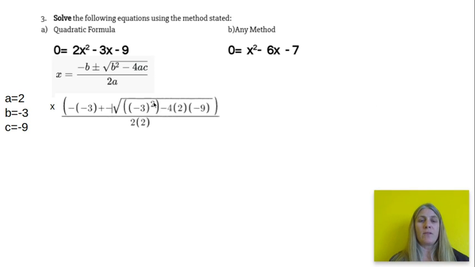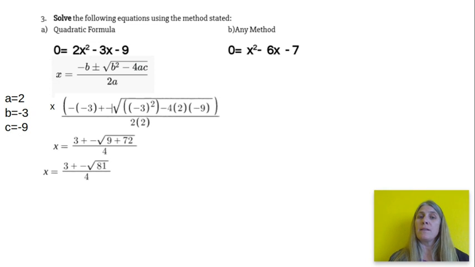Now, we know we have to solve 2 problems in the beginning here. Underneath the square root, we're going to do -3 squared, which is 9. And then our second problem is -4 times 2 times -9. So that gives us 3 plus or minus the square root of 9 plus 72. We're continuing to take a look. We're adding 9 plus 72, which is 81.